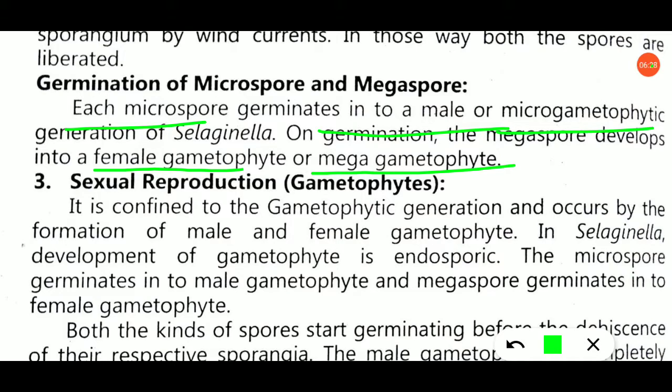Now this is regarding the formation of the spores, then liberation of the spores and germination of the spores. All these terms are known as asexual reproduction. This asexual reproduction takes place by the formation of spores.